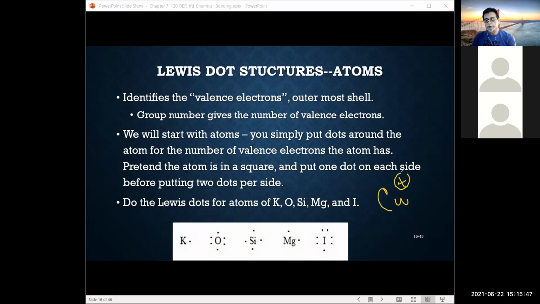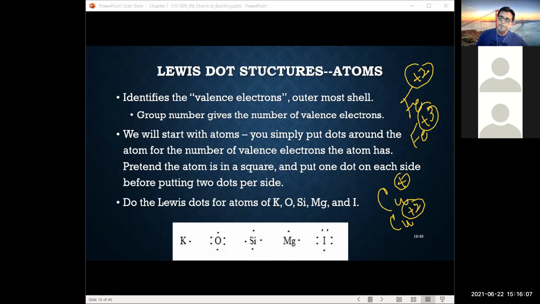Copper can have a +1, but it also can have a +2. Okay. Iron can have a +2, or it can also have a +3 charge. Varies from conditions. So, we can't predict it, but we can calculate it.